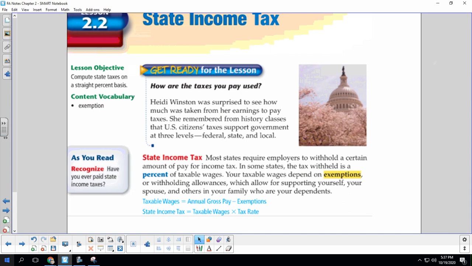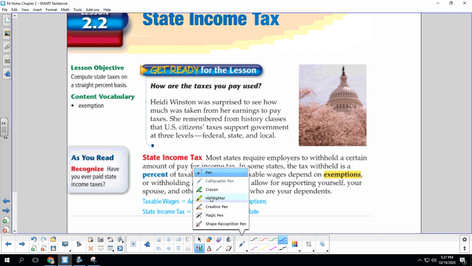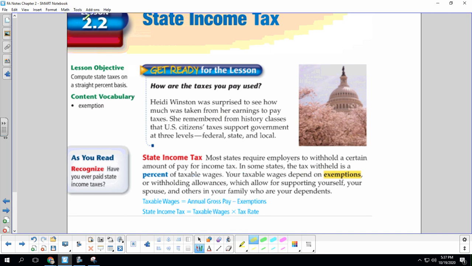All right, this is Mrs. Applegarth, and I am going to go over financial analysis, our Chapter 2, Section 2, State Income Tax. If you're lucky enough to live in a state without income tax, yay for you. But right now, all my students live in California, and there is a state income tax in California.